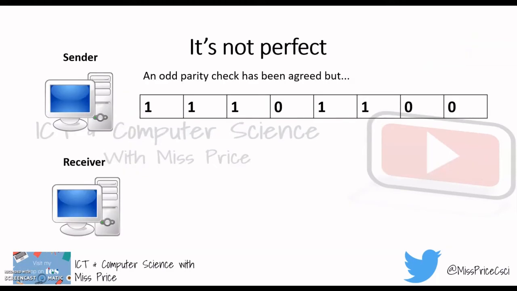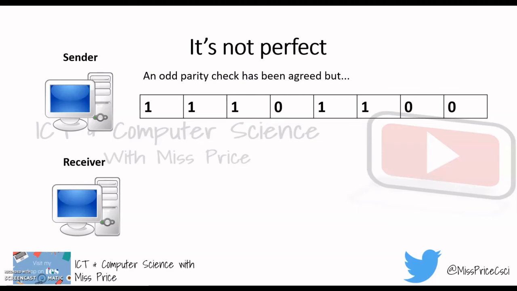Although this is a very simple and straightforward method that seems almost fail-safe, the parity agreement isn't exactly perfect, because all you're basing it on is a whole bunch of ones and a whole bunch of zeros, and that can be a problem.